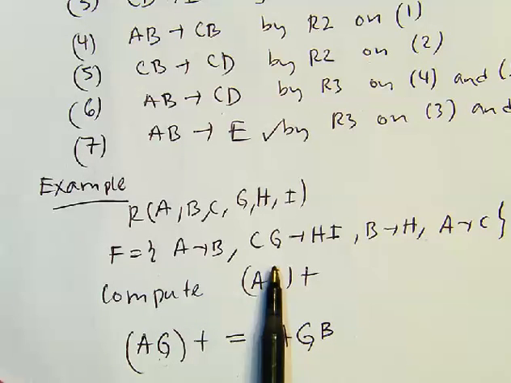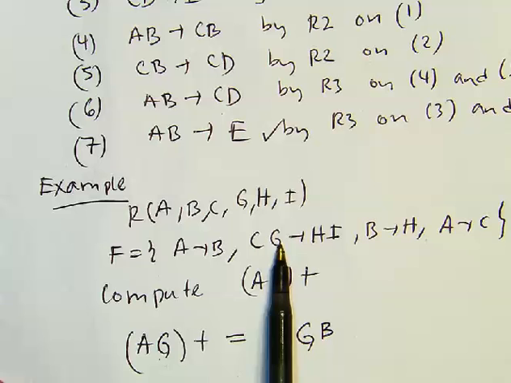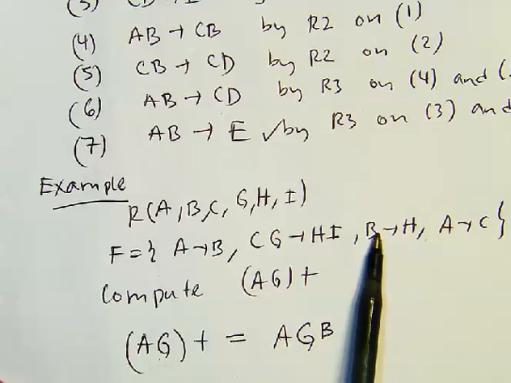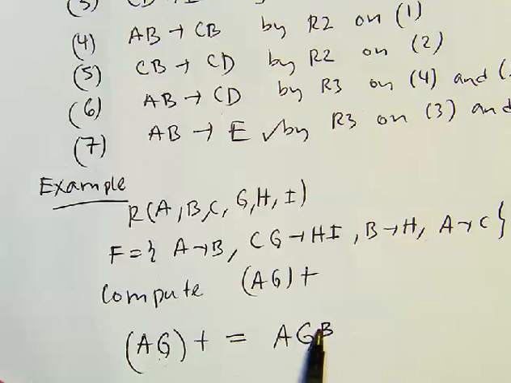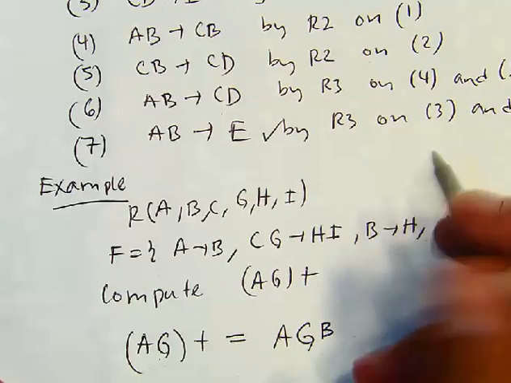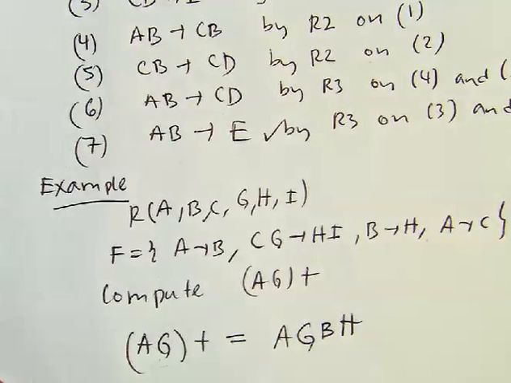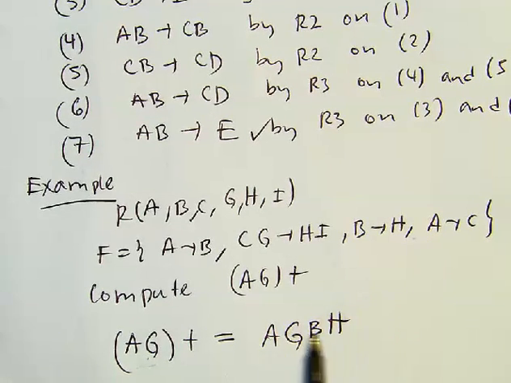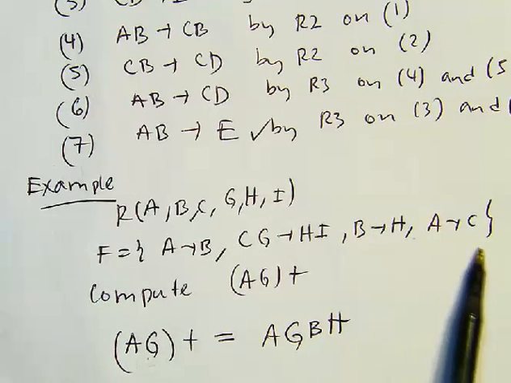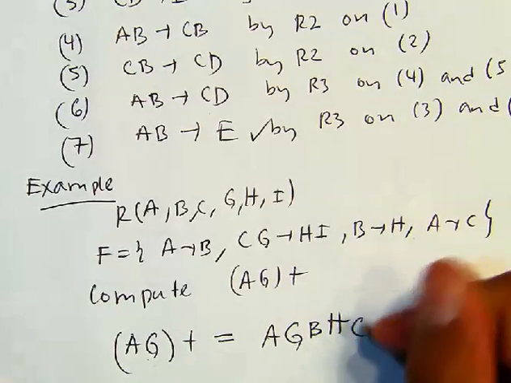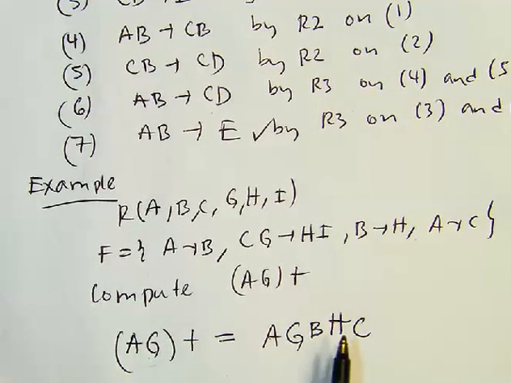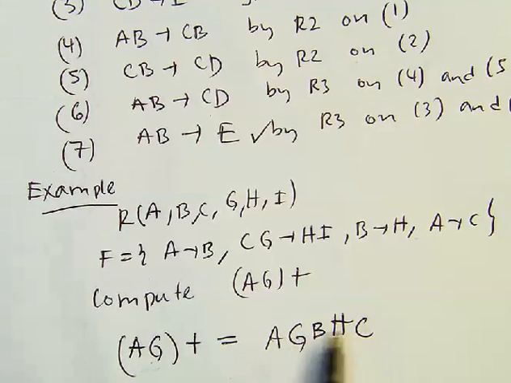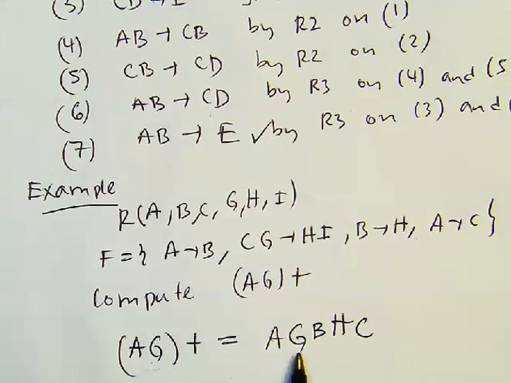Then now I go with the next functional dependency. Are C and G a subset of this? No. Is B a subset of this? Yes. Then we add H. So we got H. And we go with the next one. Is A a subset of this? Yes. Then we add C. We stop that iteration. There was no change. But there was a change from the initial iteration. Why? Because we started with AG. So then we do it again.